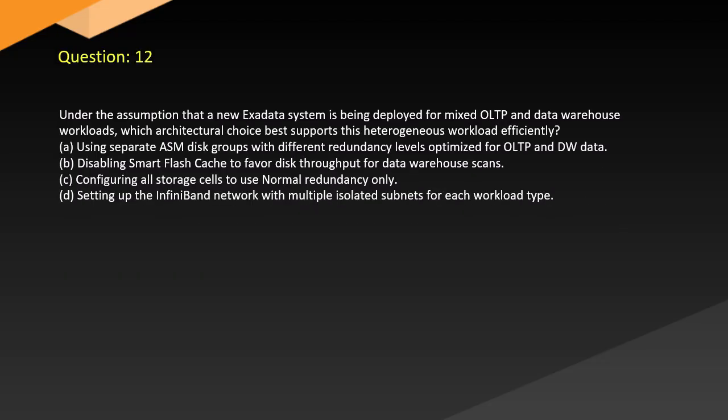Question 12. Under the assumption that a new Exadata system is being deployed for mixed OLTP and data warehouse workloads, which architectural choice best supports this heterogeneous workload efficiently? A. Using separate ASM disk groups with different redundancy levels optimized for OLTP and data warehouse. B. Disabling smart flash cache to favor disk throughput for data warehouse scans. C. Configuring all storage cells to use normal redundancy only. D. Setting up the InfiniBand network with multiple isolated subnets for each workload type.